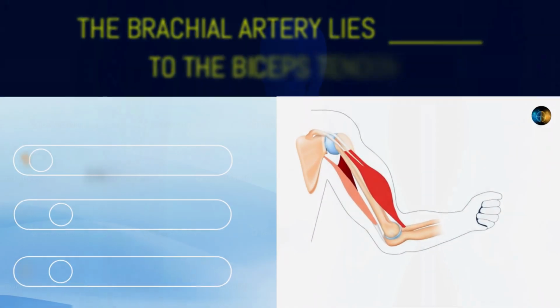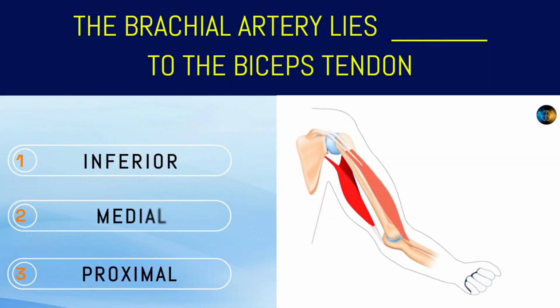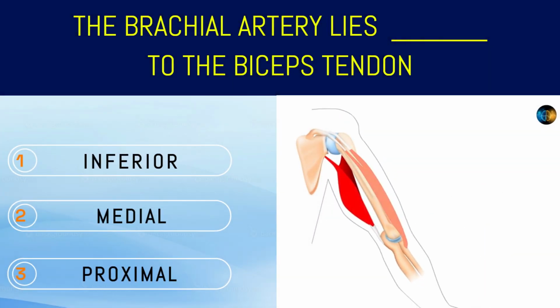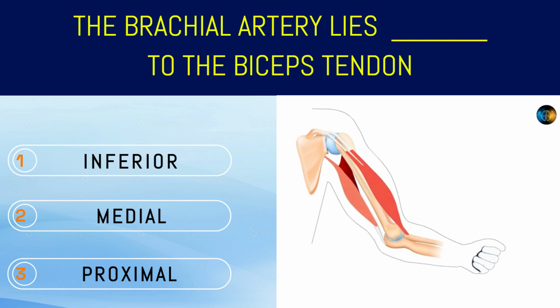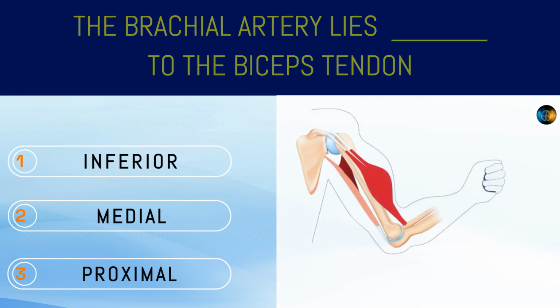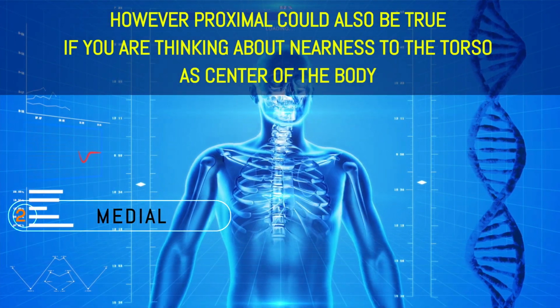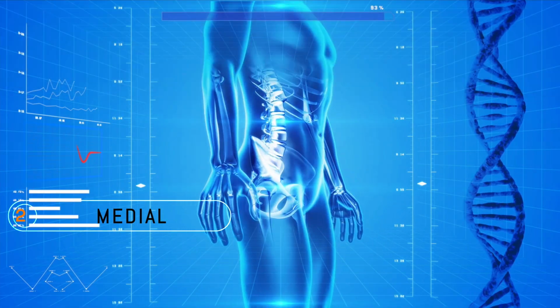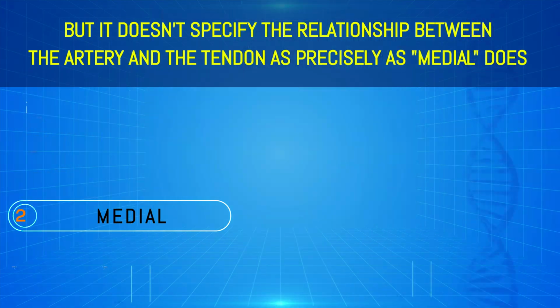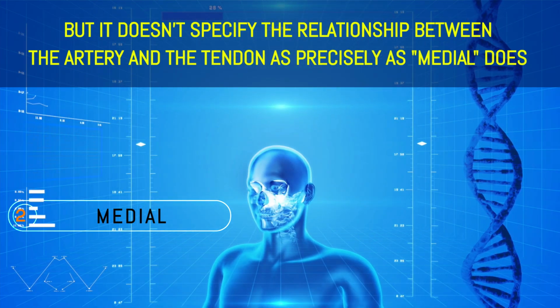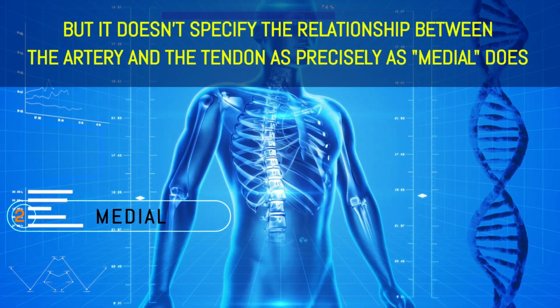Superior. The brachial artery lies where in relation to the biceps tendon? Inferior, medial, or proximal? Medial. However, proximal could also be true, if you are thinking about nearness to the torso as the center of the body. But it doesn't specify the relationship between the artery and the tendon as precisely as medial does.